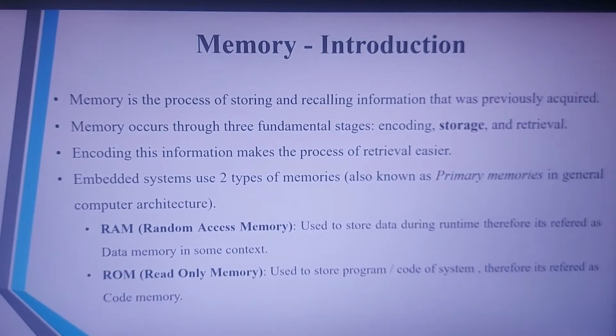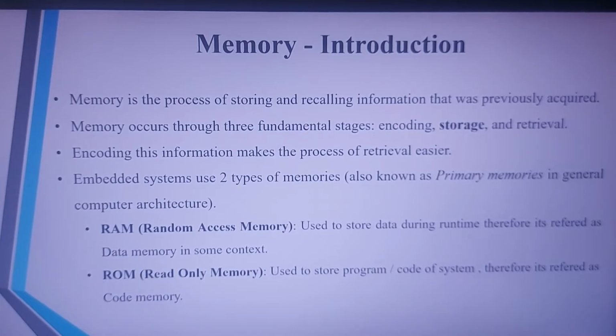In embedded systems, we basically use two types of memories, also known as primary memory in computer architecture. One is RAM, random access memory, and the other is ROM, read-only memory. These are the two common types of memories which we'll be using in most of the systems.